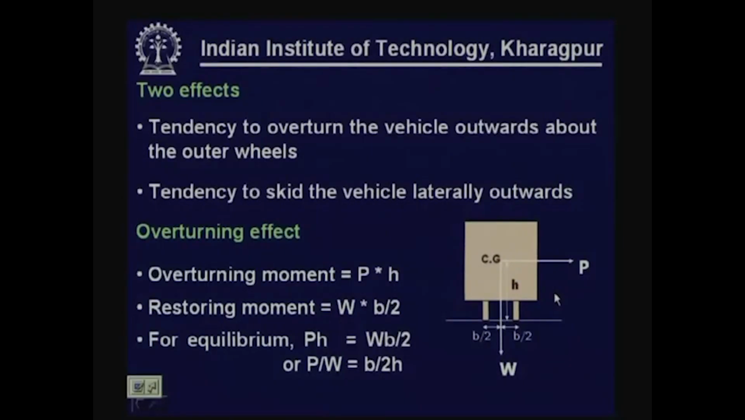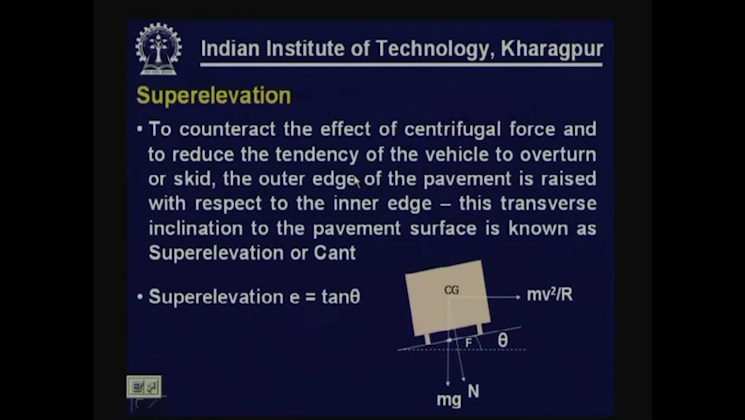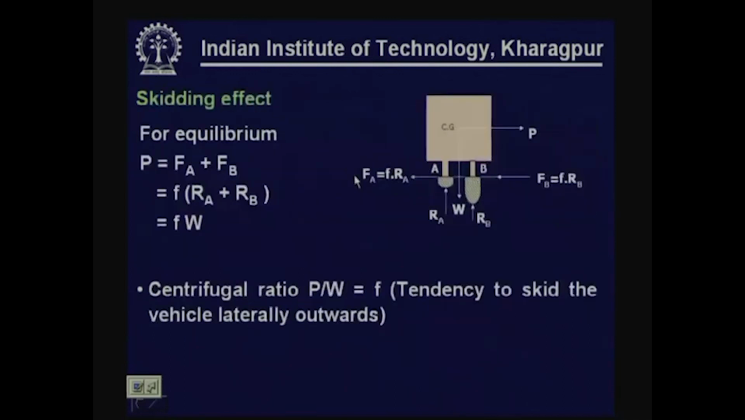Now, let us see the skidding effect. Again, a free body diagram is shown. The centrifugal force P is acting outward. Now, in the transverse direction, if we consider the equilibrium, then this P force is resisted by skidding resistance, which is shown here as F A and F B.